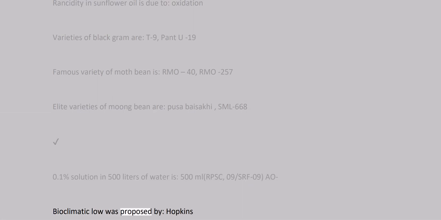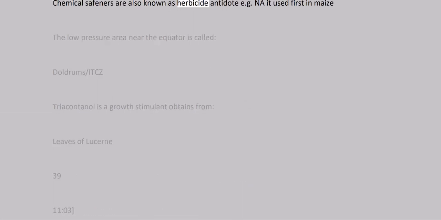The agro-bioclimatic law was proposed by Hopkins. Chemical safeners are also known as herbicide antidotes, e.g., NA, used first in maize. The low pressure area near the equator is called doldrums, ITCZ. Triacontanol is a growth stimulant obtained from leaves of lucerne.